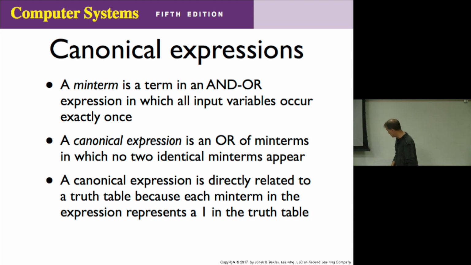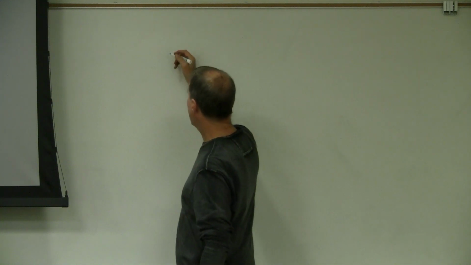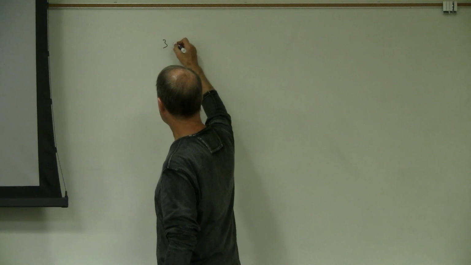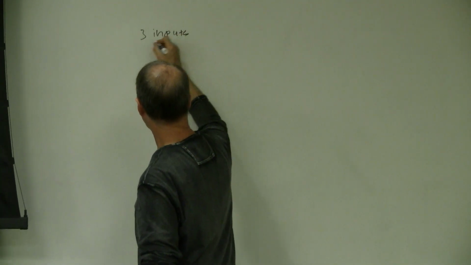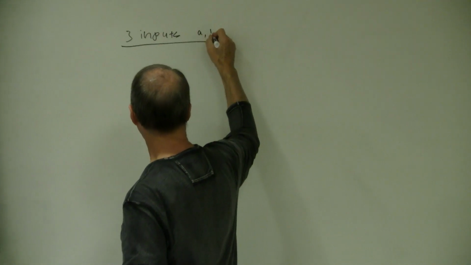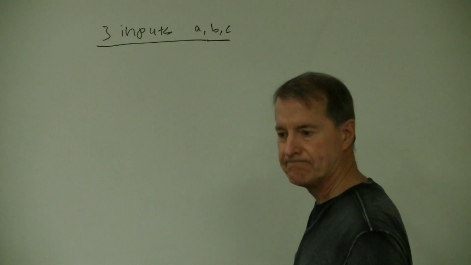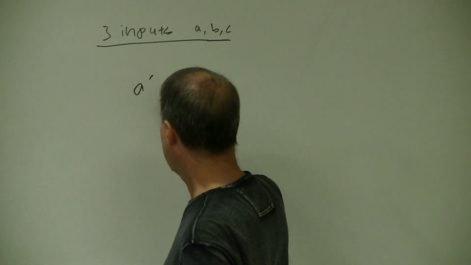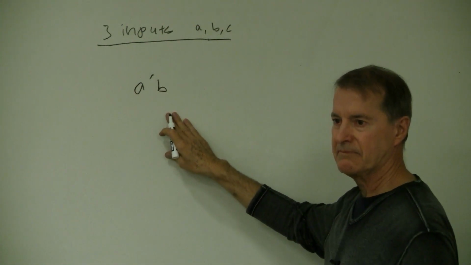So let's do an example of each one of these. Suppose we have 3 inputs, A, B, C. All right? Now I have a question for you. A prime B, is this a minterm, yes or no? Yes.